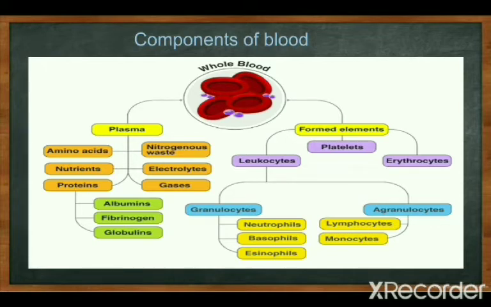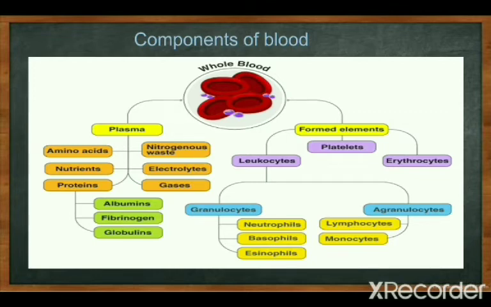Plasma also helps to transport some gases, digested food and excretory waste products. In some books it is also mentioned that plasma helps in removing carbon dioxide from the lungs and nitrogenous waste from the kidney. So this is the plasma: yellowish in color, with non-living components.